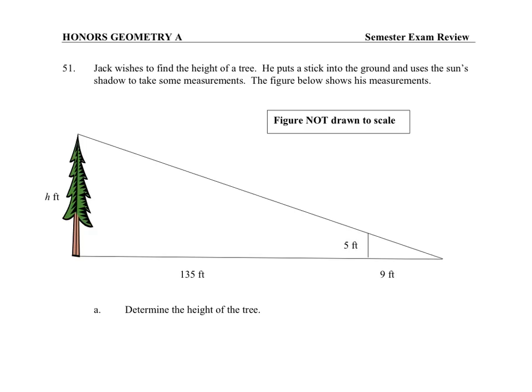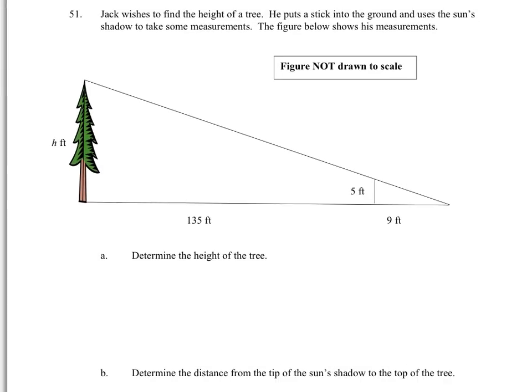Question 51. Jack wishes to find the height of a tree. He puts a stick into the ground and uses the sun's shadow to take some measurements. The figure below shows his measurements. First thing they want us to do is determine the height of the tree.